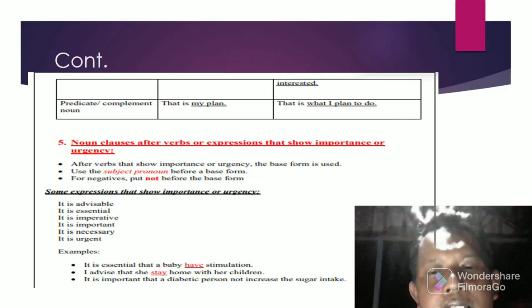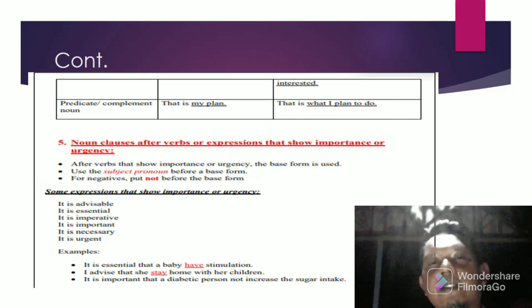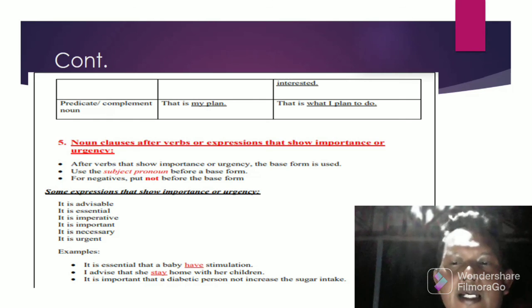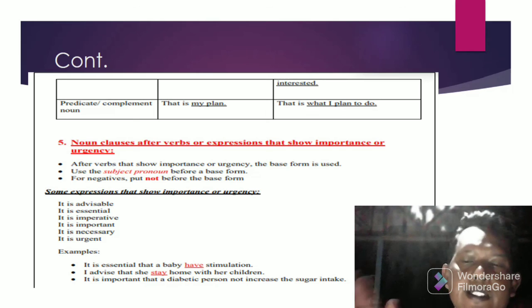That's the explanation of noun clauses after a verb or expression that shows importance or urgency. It is advisable, it is essential, it is imperative, it is important, it is necessary, it is urgent. Those are some expressions that show importance or urgency.